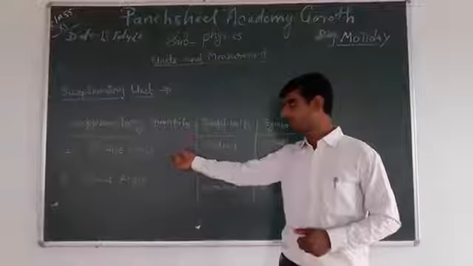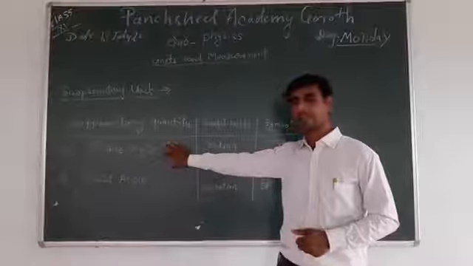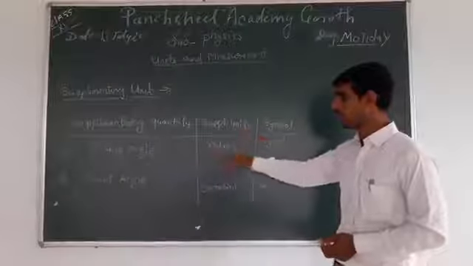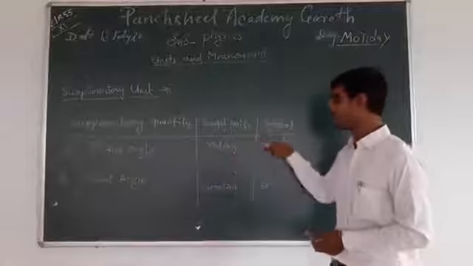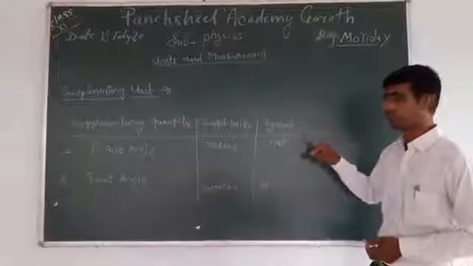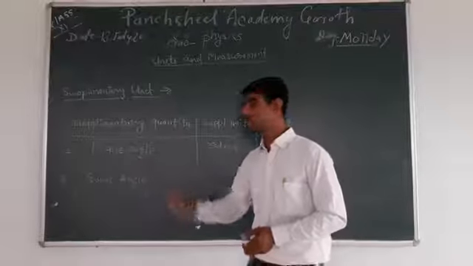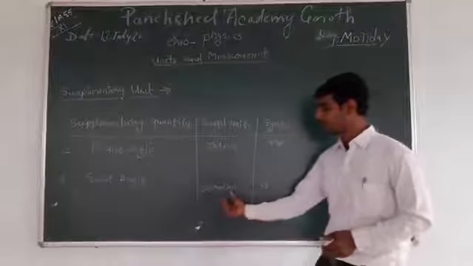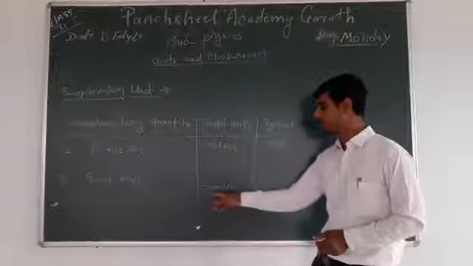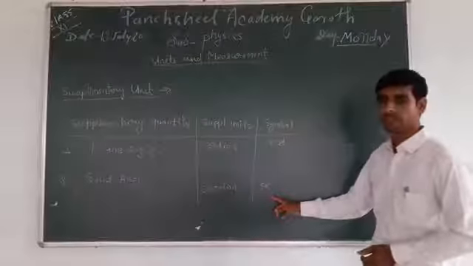What is supplementary quantity? First, plane angle, and its supplementary unit is radian, and the symbol is rad. Second, solid angle. Solid angle is a physical quantity, and its SI unit is steradian, and its symbol is sr.